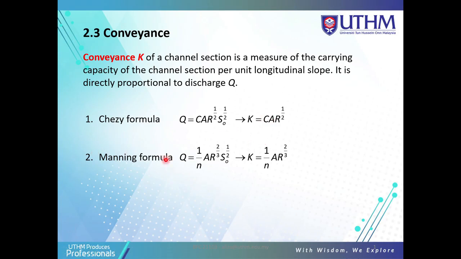So the Manning formula Q is 1 over n, A R power of 2 over 3, and S naught power of 1 over 2. So the K, 1 over n A R 2 over 3, is the value of K. This is called the conveyance K.